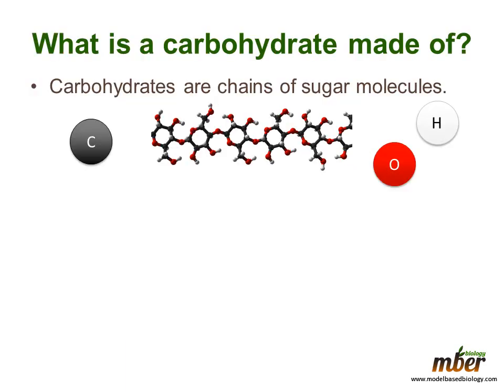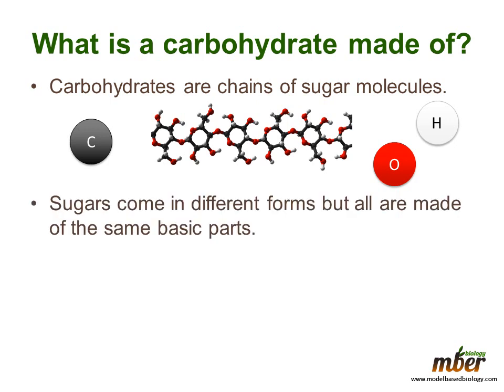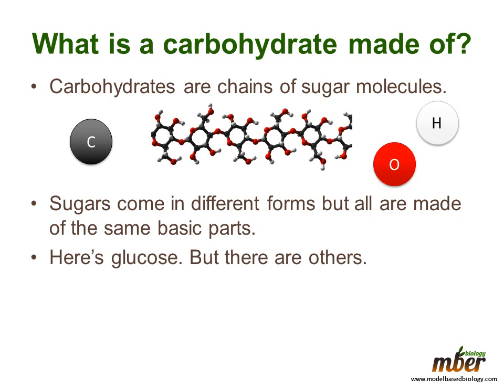Okay, carbohydrates are chains of sugar molecules. Sugars come in different forms, but all are made of the same basic parts. Carbohydrates, obviously being made of sugars, and the simplest of them are the monosaccharides. Mono means one, saccharides is the actual root for the word sugar. But the big star of the show for the carbohydrates is, do you know that?